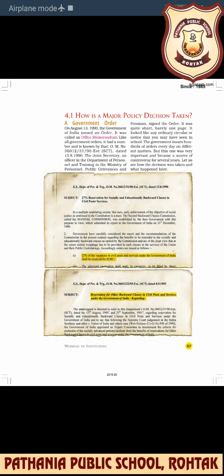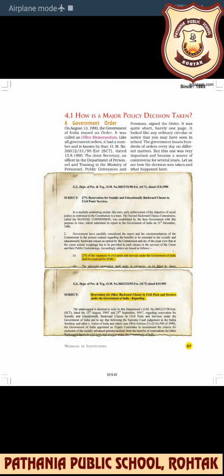You can see on this page that on August 13, 1990, the government of India issued an order, and it was called an office memorandum. Here is the definition of this also. Sometimes the question can be there, define office memorandum. This office memorandum is a communication issued by an appropriate authority stating the policy or decision of the government.